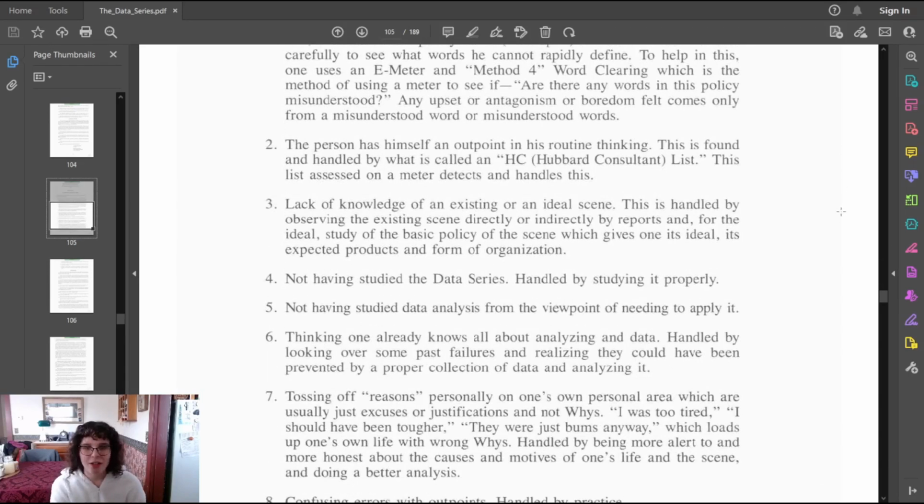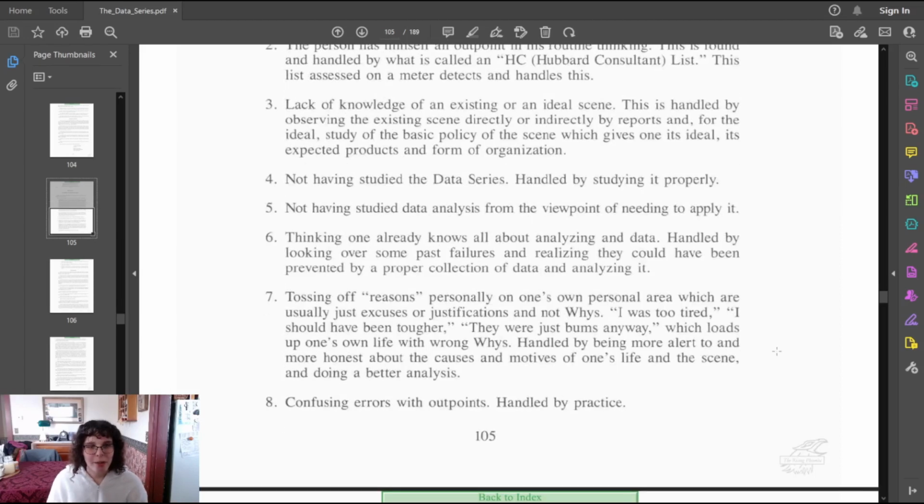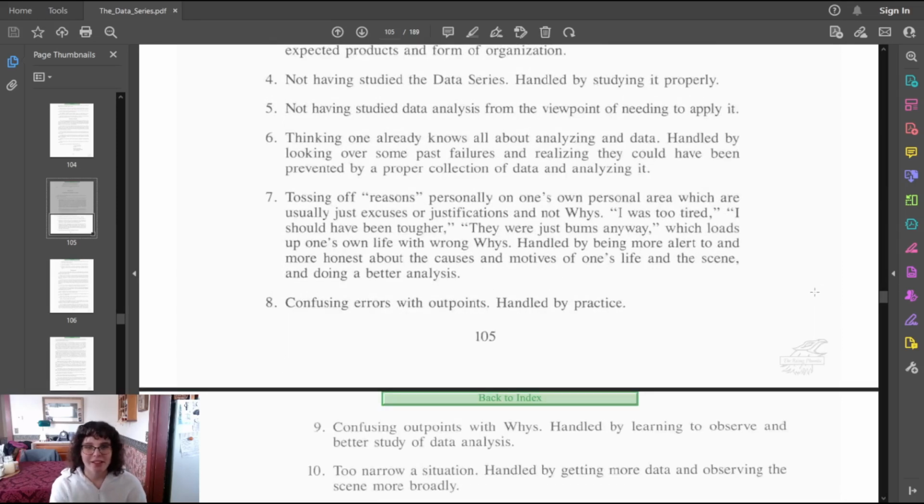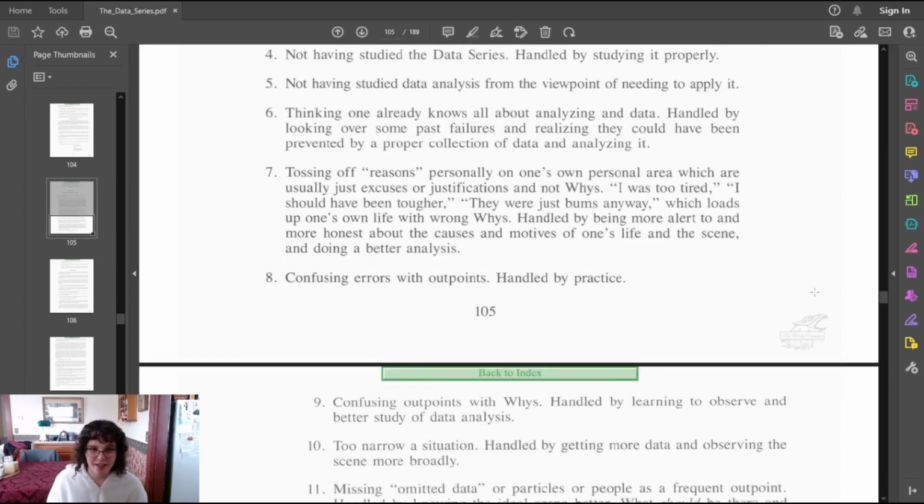Number three, lack of knowledge of an existing or an ideal scene. This is handled by observing the existing scene directly or indirectly by reports, and for the ideal, study of the basic policy of the scene, which gives one its ideal, its expected products, and form of organization. Number four, not having studied the data series, handled by studying it properly. Number five, not having studied data analysis from the viewpoint of needing to apply it. Number six, thinking one already knows all about analyzing and data, handled by looking over some past failures and realizing they could have been prevented by a proper collection of data and analyzing it.